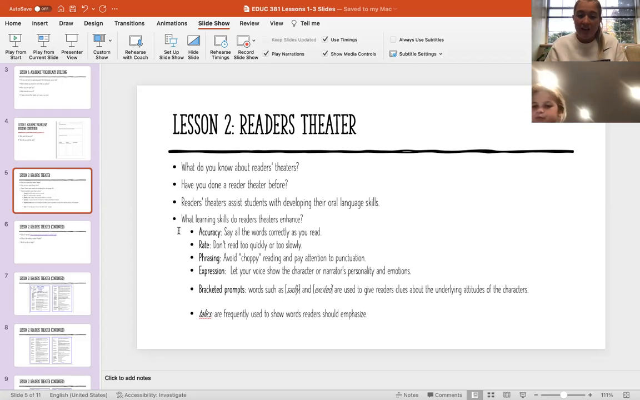And another one is italics. They're frequently used to show what to emphasize. So kind of like exclamation points, but these are specific words that are italicized to show those expressions within those words. Does that make sense? Yeah.